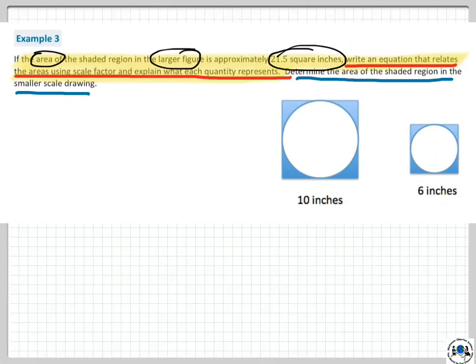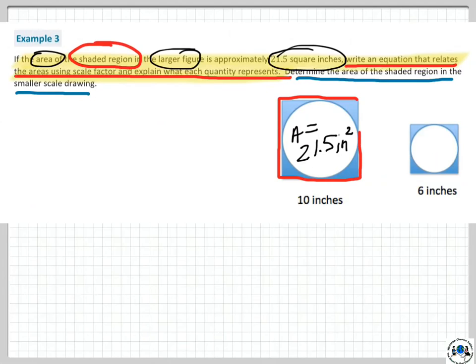So again we are writing an equation that relates the areas using scale factor. We're going to explain what each quantity represents, and then we're going to determine the area of the shaded region in the smaller scale drawing. So let's start with that. Now we know that this area is 21.5 square inches, and again it's the area of the shaded region. We know that the area of this entire square, including the circle that's been lopped out of it, would be, of course, 10 times 10, because it is a square here. Well, I guess they don't tell you it's a square, but anyway, let's take that off. But you can see that it would have been a lot more.